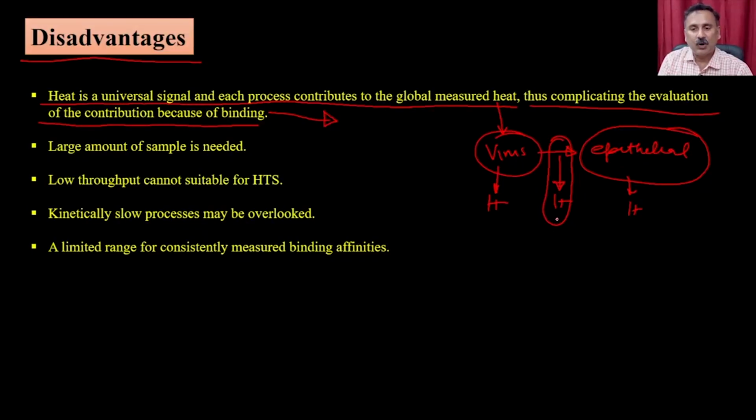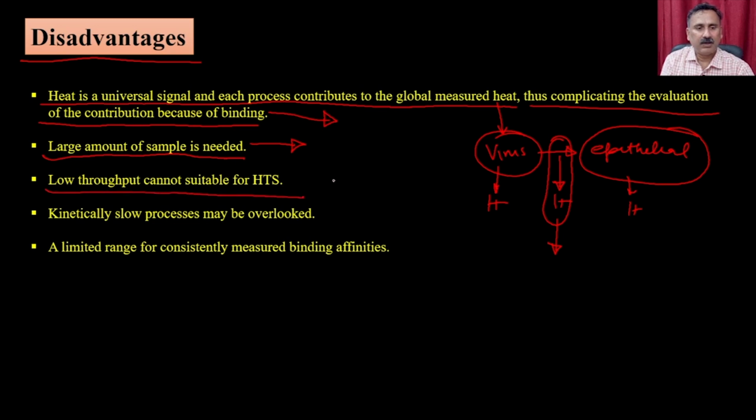Heat is not the only parameter which changes when the ligands are interacting with the enzyme, and that's why it is sometimes going to be misleading, okay? Because in a complicated system like this, it may result in a change in heat, but that may be because of internal heat exchanges within the system itself. A large amount of sample is required because you have to fill the reaction vessel with the enzyme, and you require a large amount of ligand and so on.